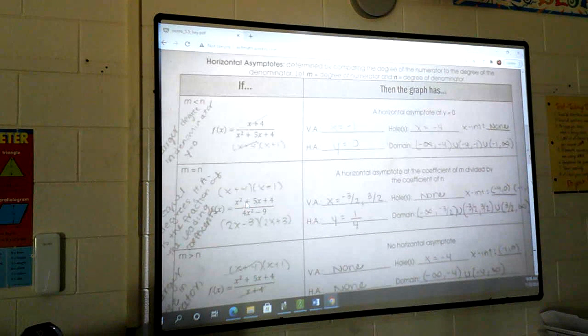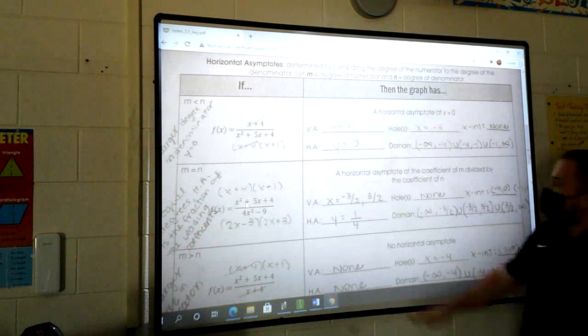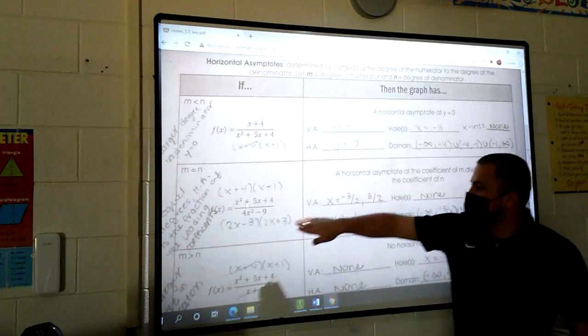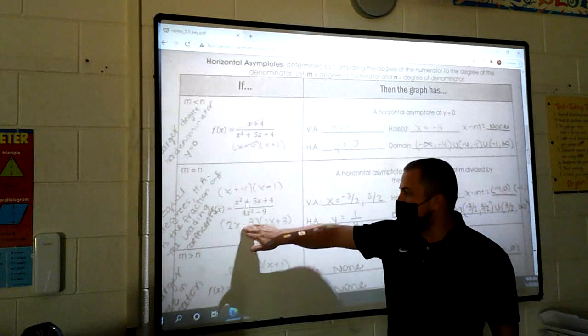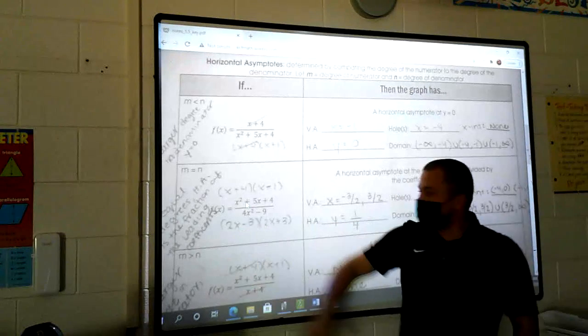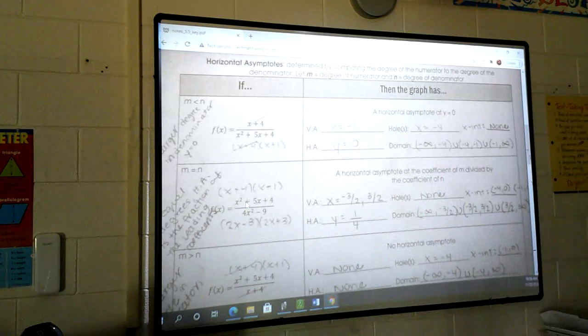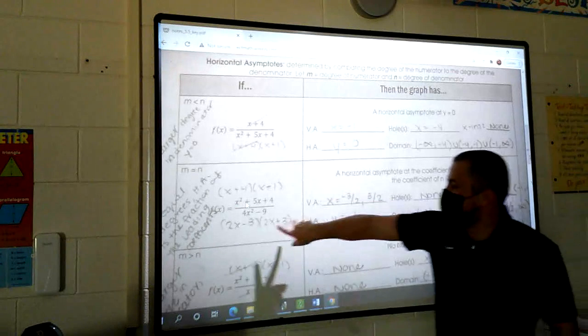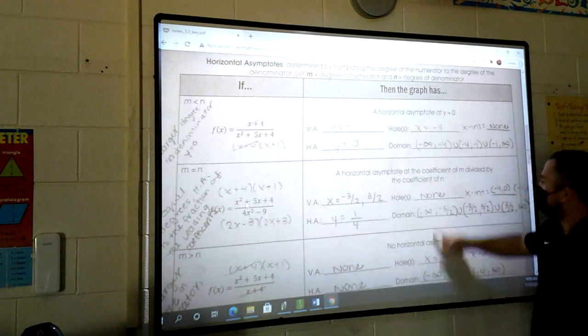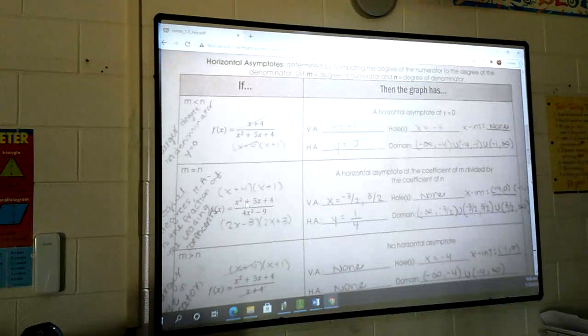Now, nothing cancels out. So that means we have vertical asymptotes where the denominator equals 0. So if you say 2x minus 3 equals 0 and you solve that, you get 3/2. If you say 2x plus 3 equals 0, then you solve that for x, you get -3/2. So that's where the vertical asymptotes come from. They set these equal to 0. Holes, where we cancel things out, there's none because we didn't cancel anything out in this second problem.